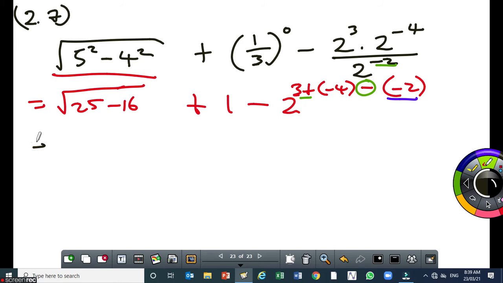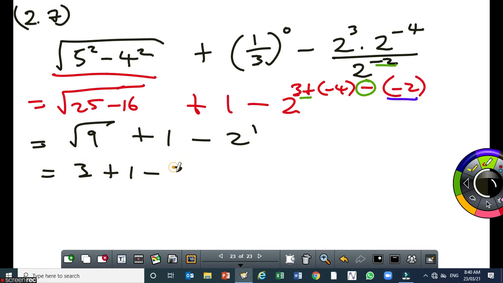Okay? Then here, 25 minus 16 is a 9. So you get square root of 9 plus 1 minus. Now here, 3 minus 4 will give me negative 1. Right? This minus and that minus give me a positive 2. So it will be minus 1 plus 2, which gives you a positive 1. So you end up having minus 2 to the power of 1. And this will give you 3 plus 1 minus 2. And then you get 4 minus 2. And the final answer will be a 2.